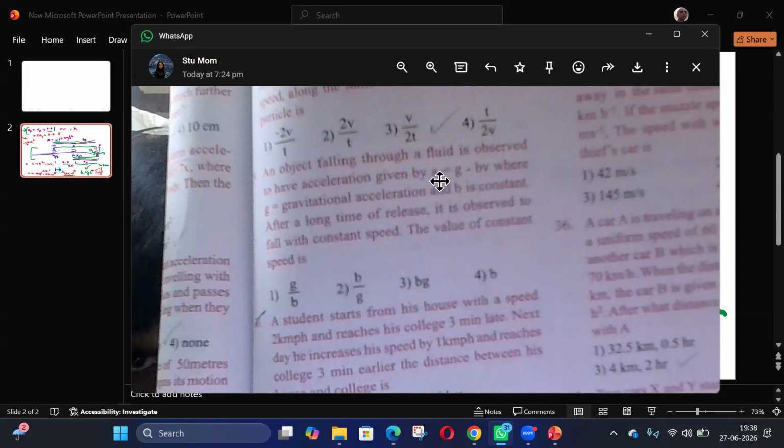Basically, the acceleration is g minus bv. If bv is not there, then it's normal falling through gravity, a equal to g. But since it's falling through a fluid, it'll have a damping force or a friction force, which is minus bv. So you just have to draw a diagram.